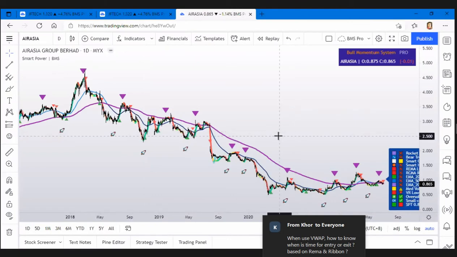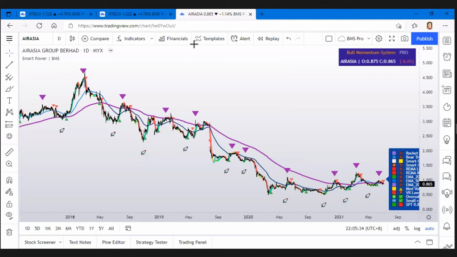Air Asia, one look is downtrend. Okay, call. If you use VWAP, you no longer use the REMA ribbon, this kind of thing. The REMA ribbon is on a daily time frame. If you use the VWAP, you will be using the VWAP and the EMA 9, different indicators altogether, all right?